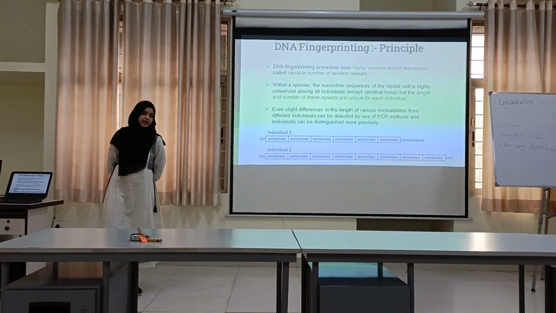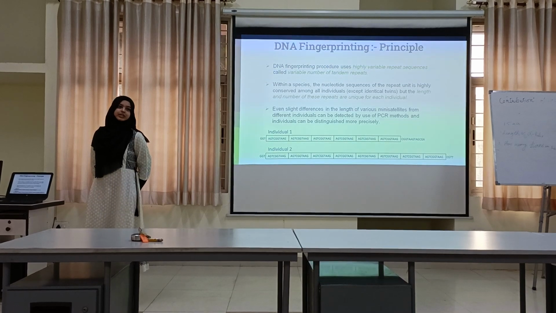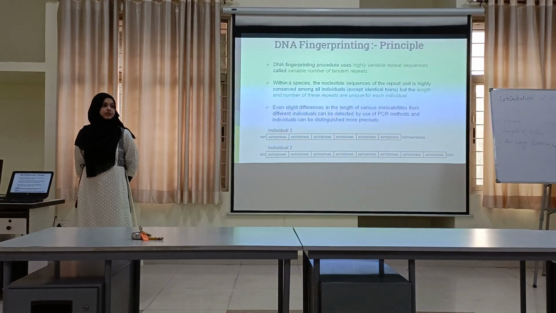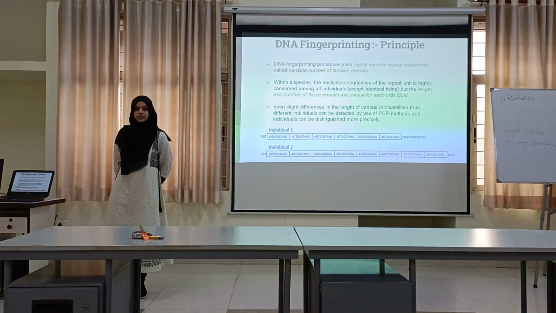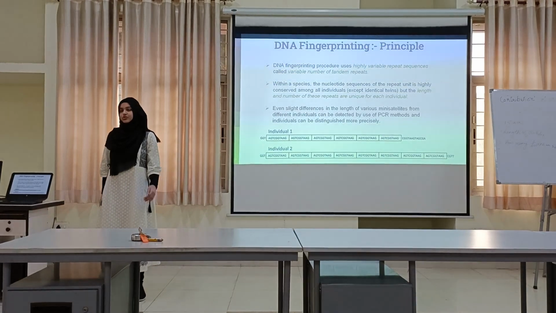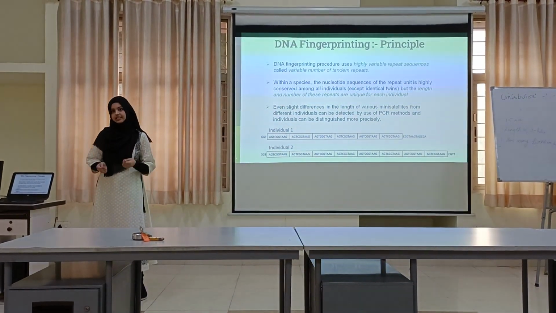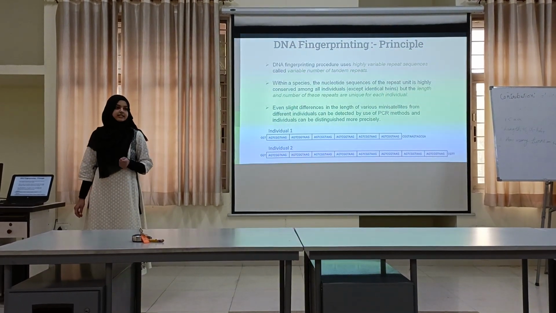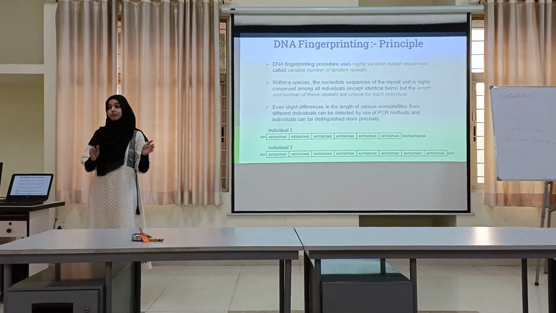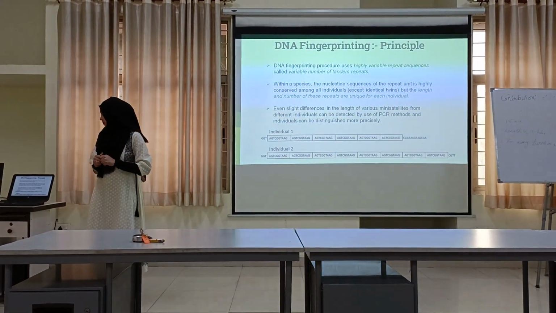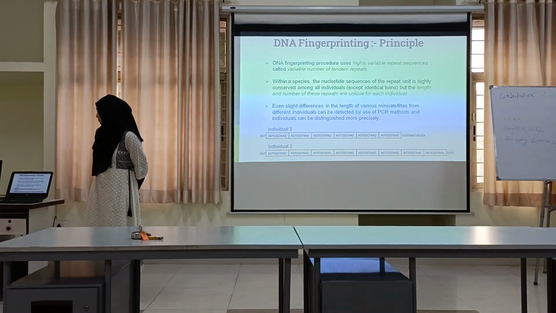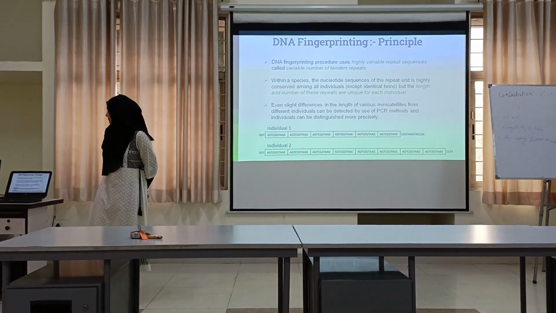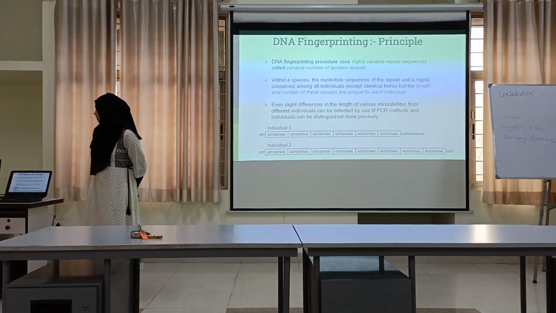Now, as we've learned in molecular biology, repetitive DNA is also of two types. There's tandem repeats and interspersed DNA. Tandem repeat is also known as satellite DNA. So DNA fingerprinting uses satellite DNA, which also has various categories that we'll be discussing later on. So, what are repetitive DNA sequences? They are just nucleotide sequences which are present in multiple copies in our genome, in which the nucleotide sequence of the repeat unit is highly conserved among all individuals except identical twins. But the length and number of these repeats are unique for each individual.